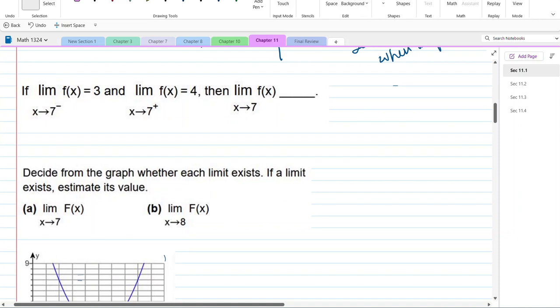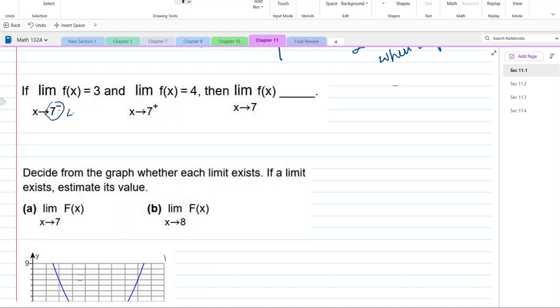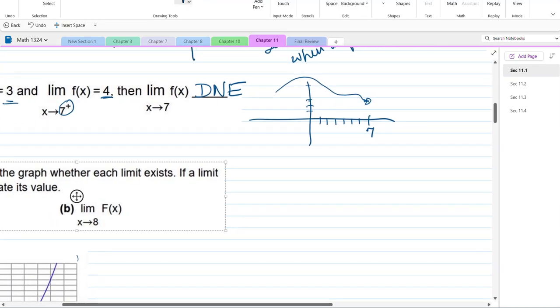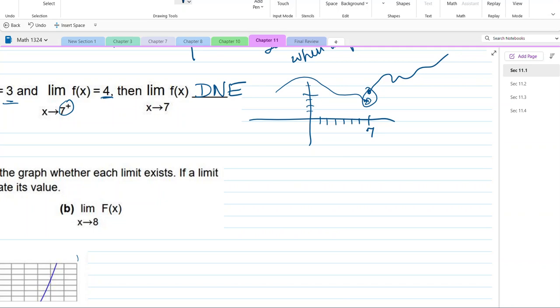So let's look at this. If the limit of f of x from the left is 3, and the limit of f of x equals 4 from the right, then the limit, what? Does not exist. Okay, so let's try to draw this. If we're coming from the right, it approaches 3. And then if it comes from the left, it approaches 4. So there's still a gap. So this does not exist.